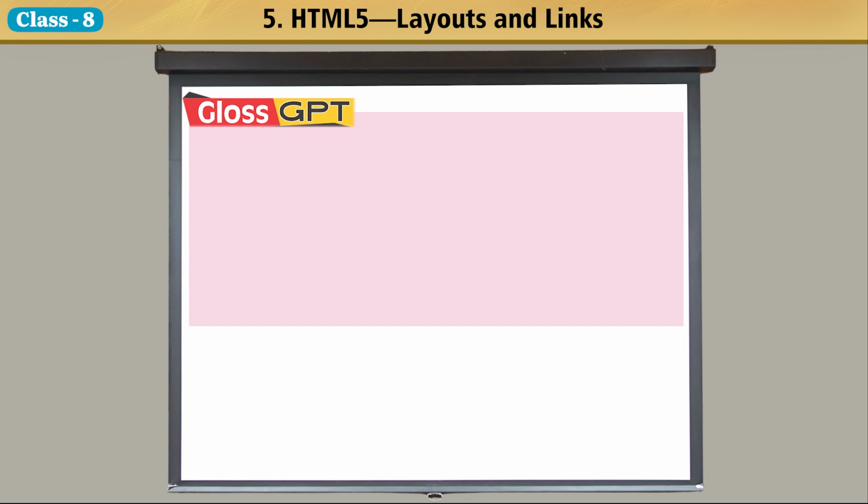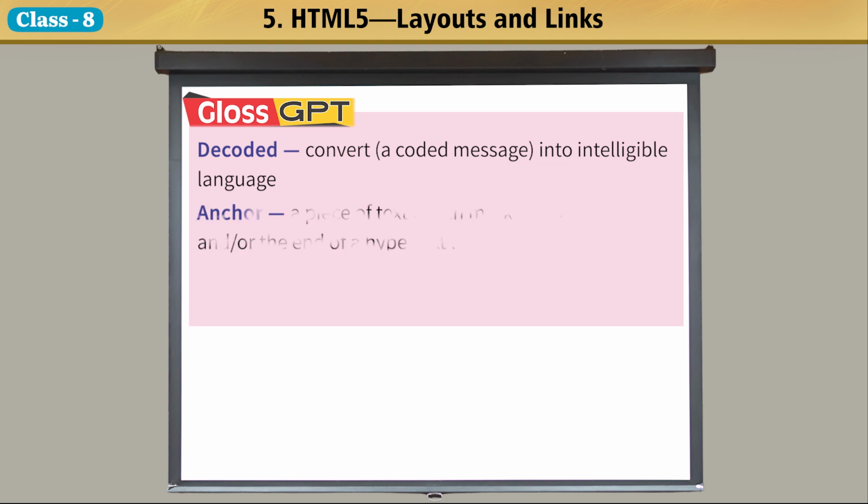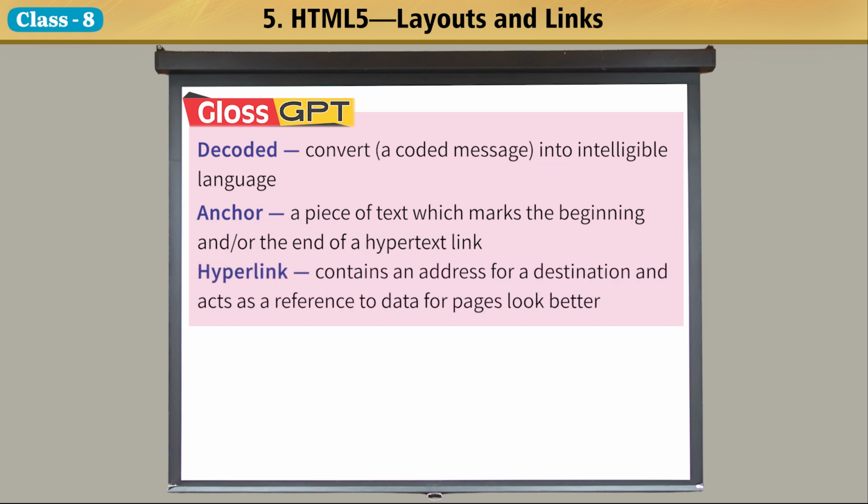Gloss GPT. Decoded, convert a coded message into intelligible language. Anchor, a piece of text which marks the beginning and/or the end of a hypertext link. Hyperlink contains an address for a destination and acts as a reference to data.